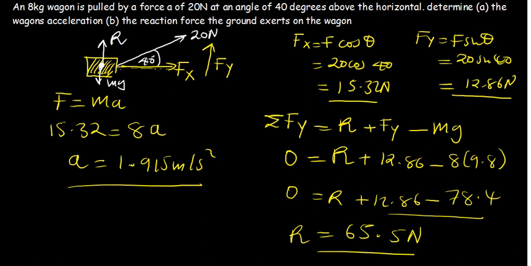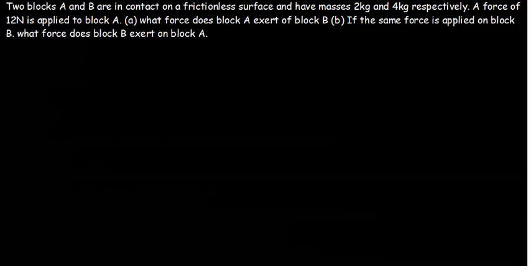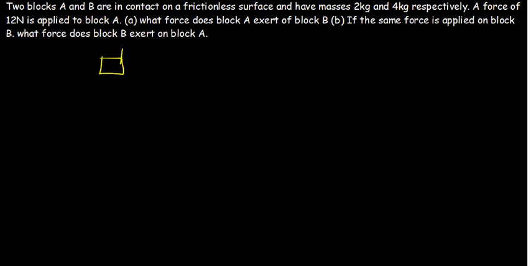Okay, we have two blocks here, A and B, which are in contact on a frictionless surface, and they have masses 2 kg and 4 kg. A force of 12 newtons is applied to block A. The question is, what force does block A exert on block B? So you have two blocks, A and B, like this. B is bigger than A. The force of 12 newtons is applied on A here.